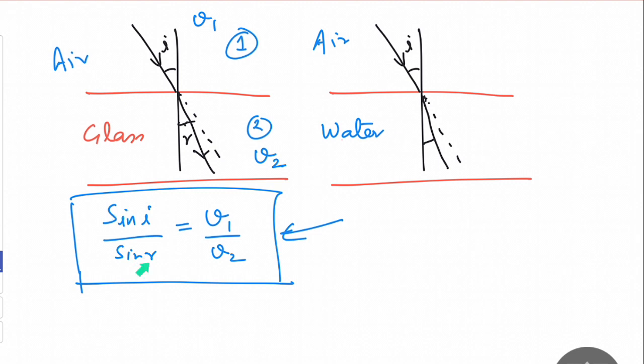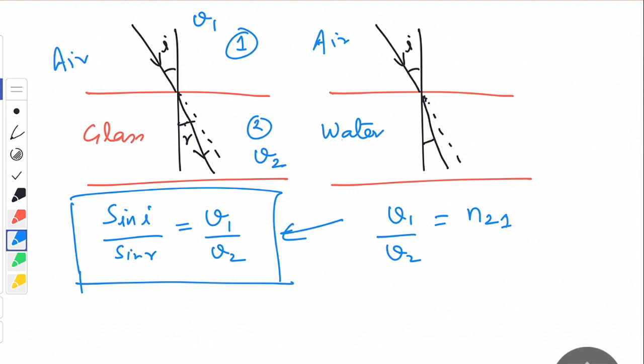Now one more thing. V1 upon V2, we give it a name. We call it refractive index of medium 2 with respect to 1. I know it's a little complicated. You'll see, oh my God, why are we calling it all this? It'll be a little difficult initially, but you will get used to it.